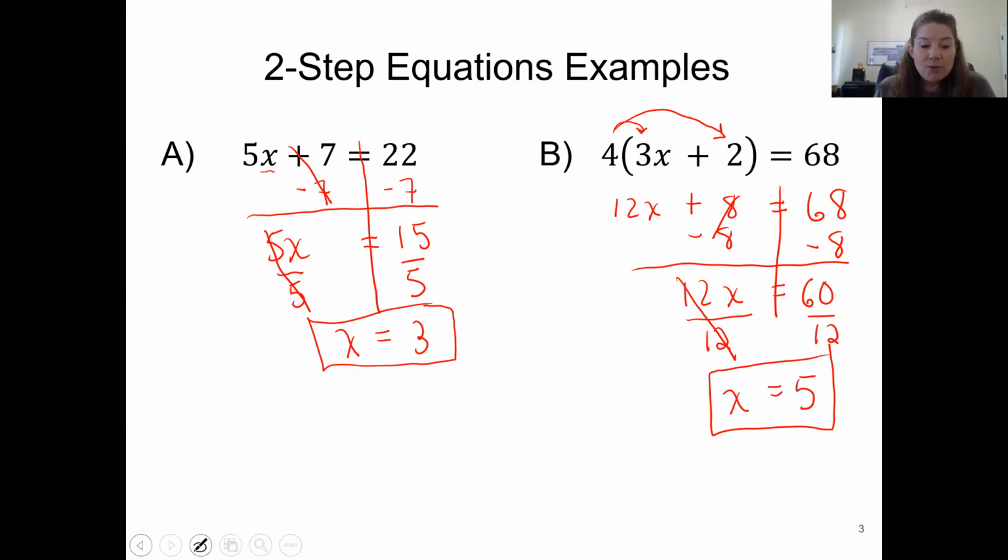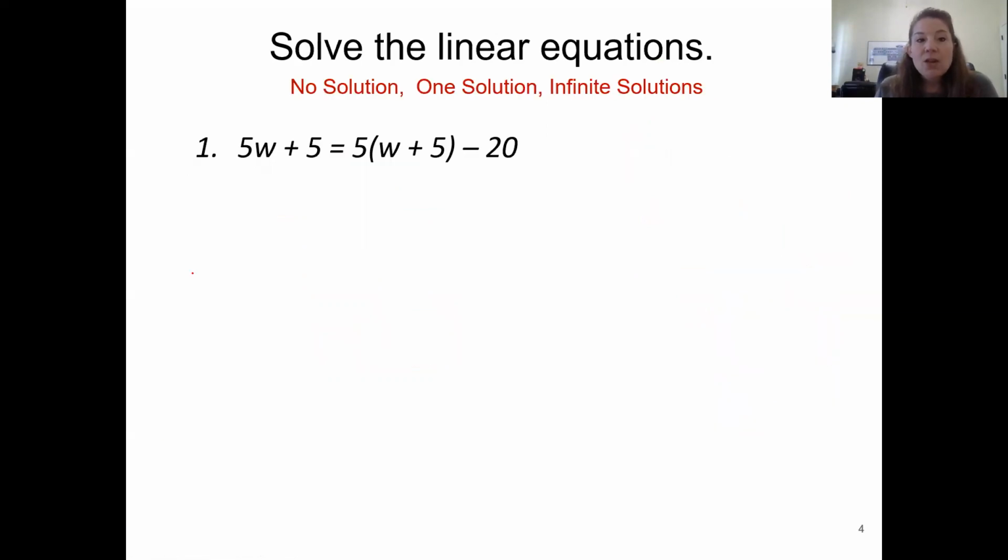All right, so we're going to move on. So these types of equations have exactly one solution that makes the equation true, but that's not the only type of answer you're always going to get. So sometimes we're going to find out that we have no solution to our equation.